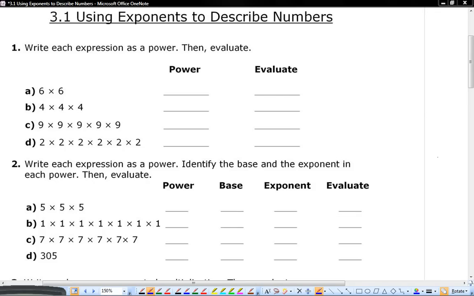Hello, this is Mr. Miller, and welcome to Lesson 3.1 for Math 9 on using exponents to describe numbers. So let's take a look at some different examples.